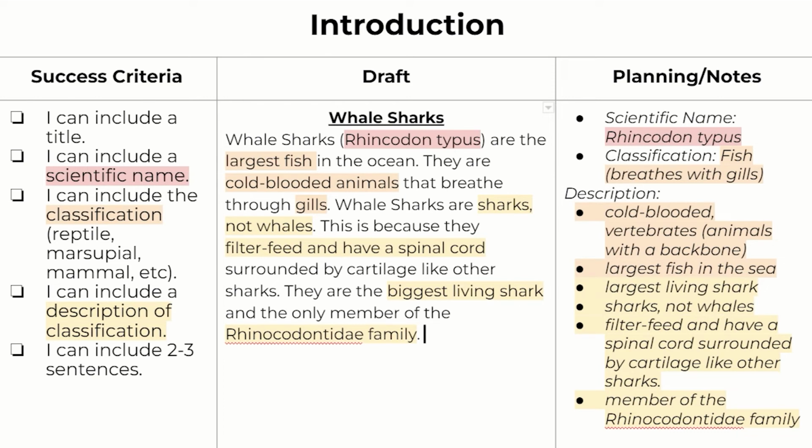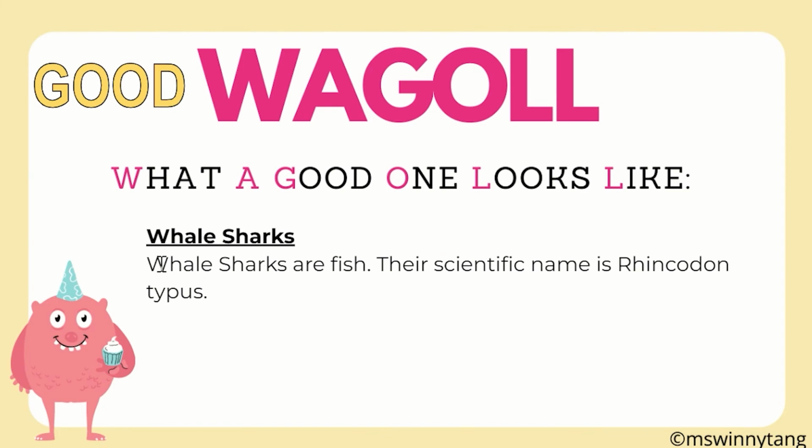So let me show you some different levels, okay? I'll show you what a good introduction looks like, what a great introduction looks like, and what an amazing one looks like. You ready? Okay, so this is what a good introduction looks like. So you've got the title, whale sharks are fish. So you've got the classification, a really simple classification of the animal, and their scientific name is, and then you've got their scientific name. So this is what a good introduction looks like.